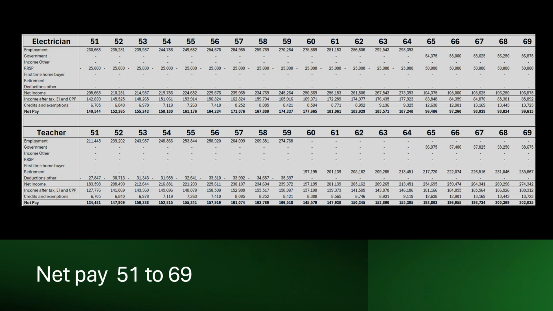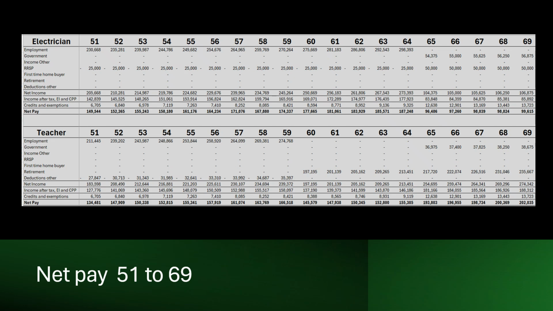Between ages 51 and 69, long-term retirement strategy transitions from the accumulation phase into full implementation. The electrician continues to earn employment income through age 65, with consistent RRSP contributions each year. This disciplined approach builds a strong tax-deferred base prior to retirement. At age 65, the electrician retires and begins drawing structured income from the RRSP. Withdrawals are intentionally managed to keep taxable income within an optimal range, reducing the overall tax burden.